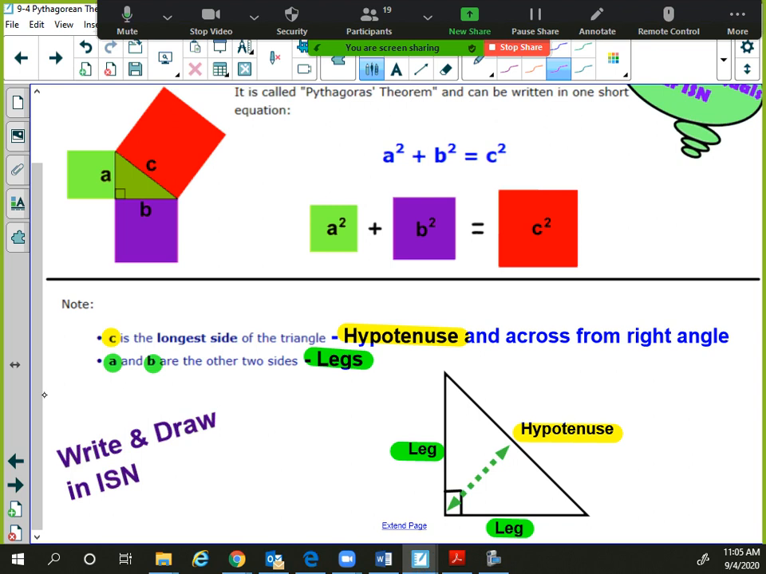I want you to write and draw this in your ISN. I'll give you maybe a couple more minutes to do that for those of you that are having to do a little bit more writing.